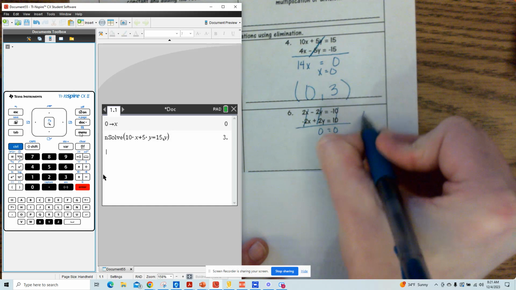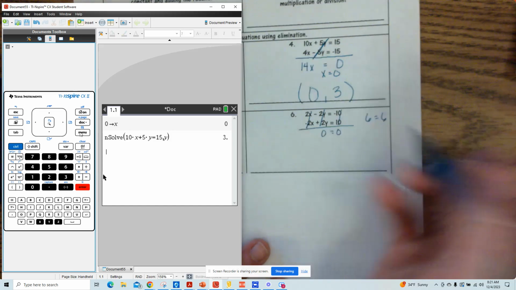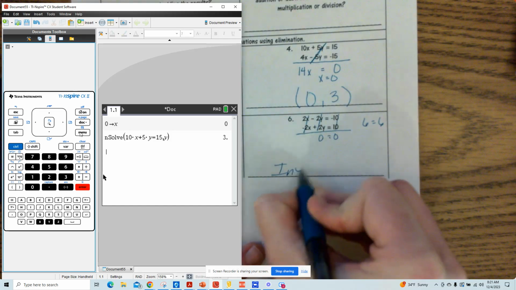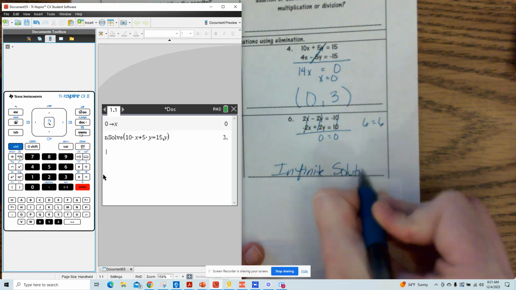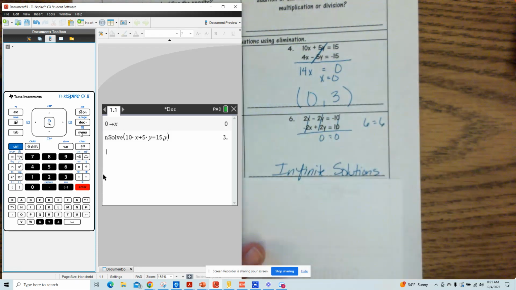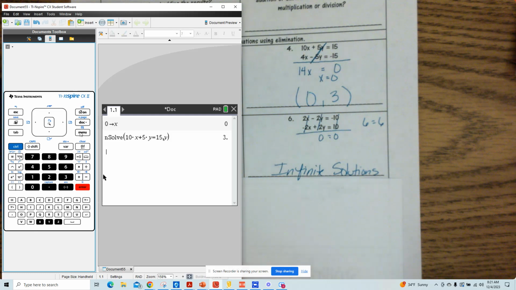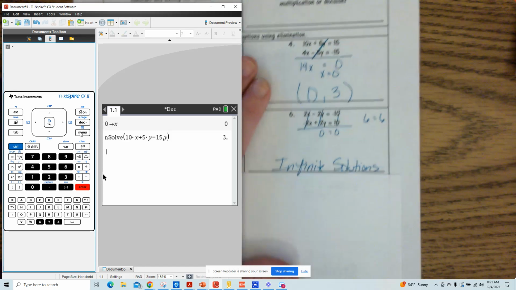If everything cancels out or you ever get a true statement, like 0 equals 0 is what this one would be, 6 equals 6, true statements are infinite solutions. Untrue statements, no solution. 4 equals 6. 5 equals 8. Anything that's untrue is no solution. That's the only special case on this page.